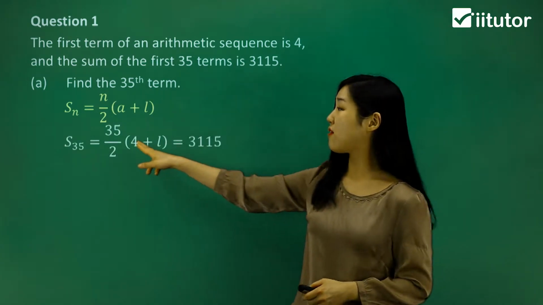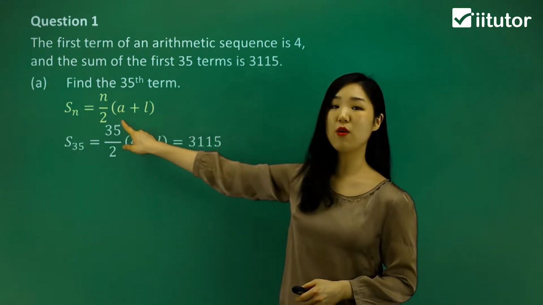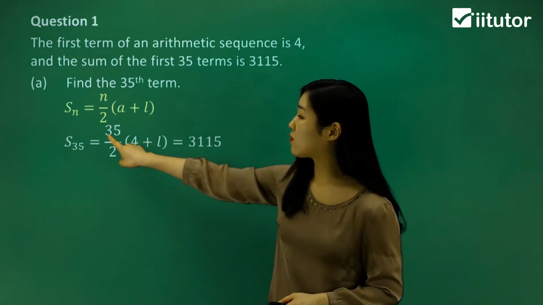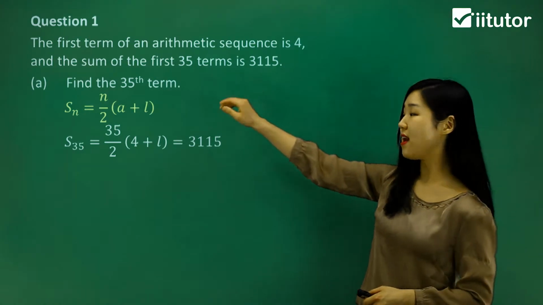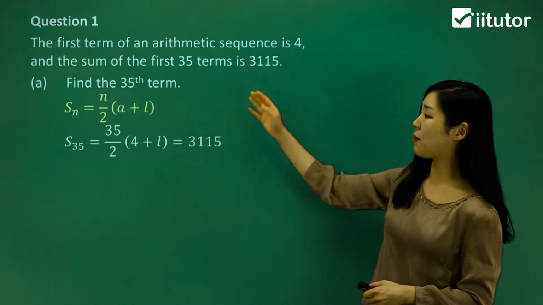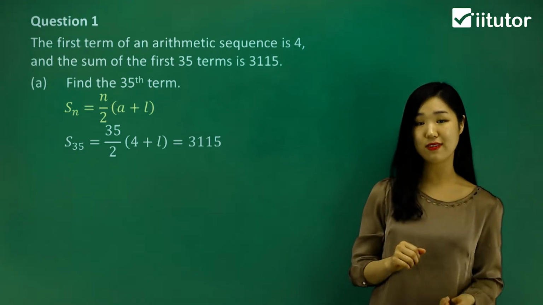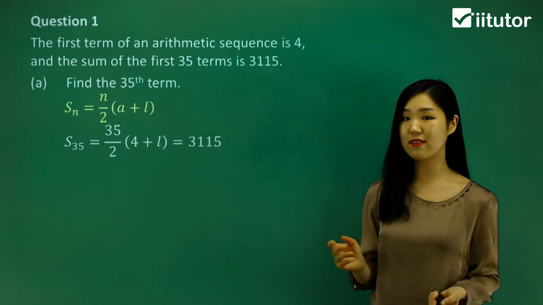Now, we know that the first term is 4. They tell us that it's 4, isn't it? So I replace the first term with 4, and then the number of terms with 35. Remember how there was 35 terms? That's what they're adding. And we don't know what the last term is, but that's what we want to find. And they tell us that the sum is 3,115. So the L is the only unknown value. We're going to solve for it.